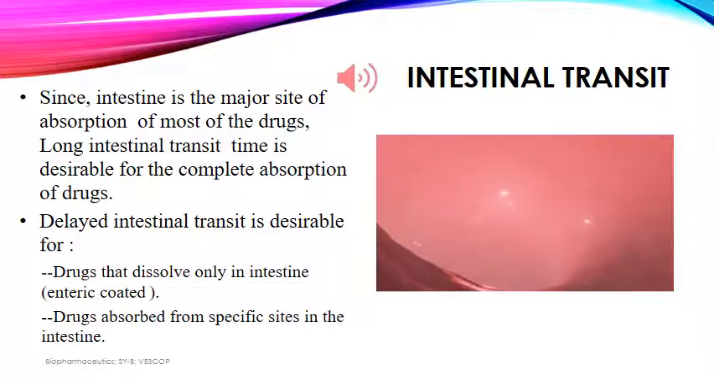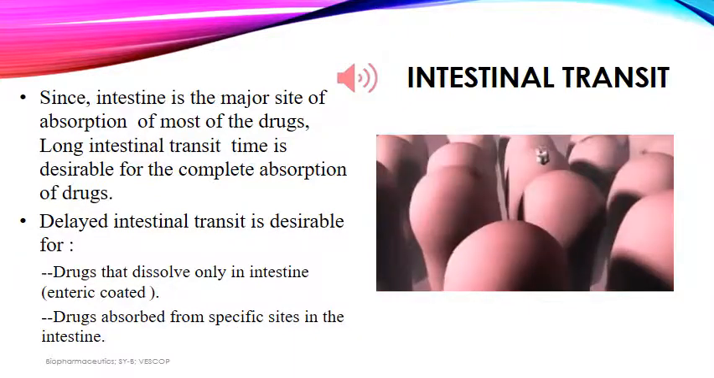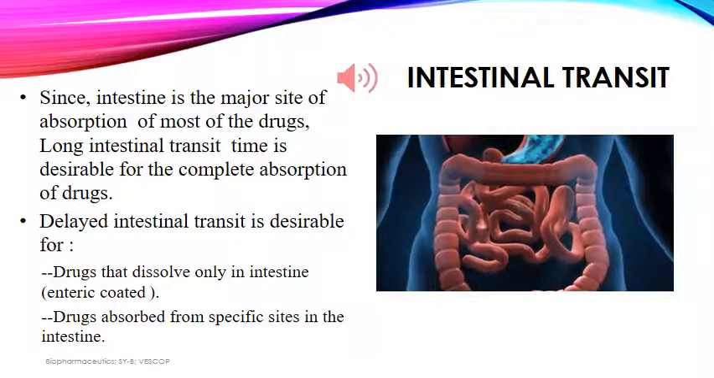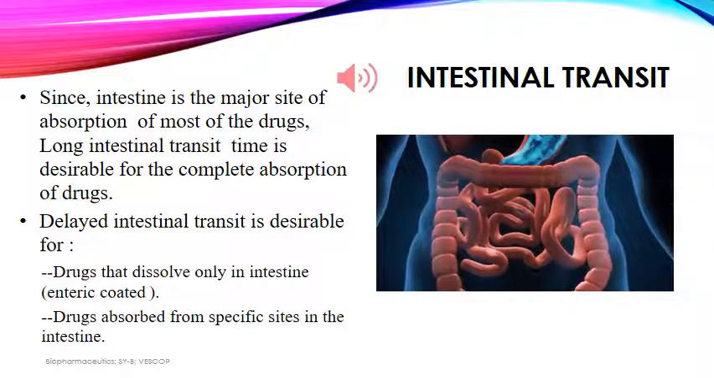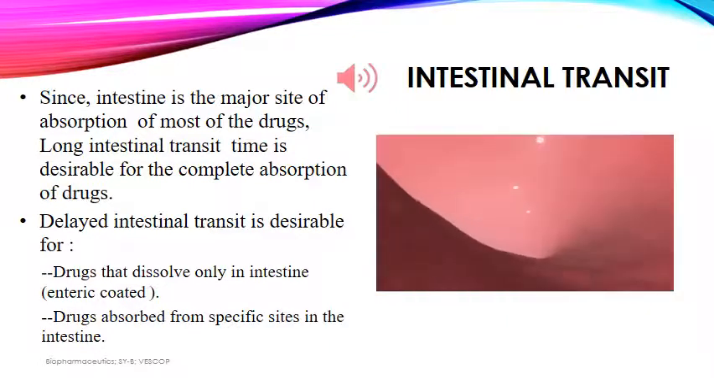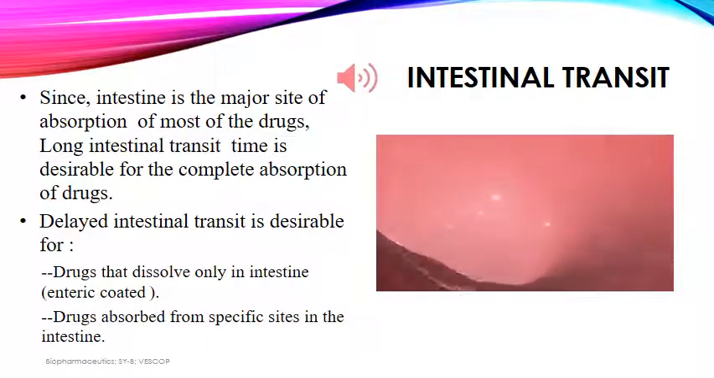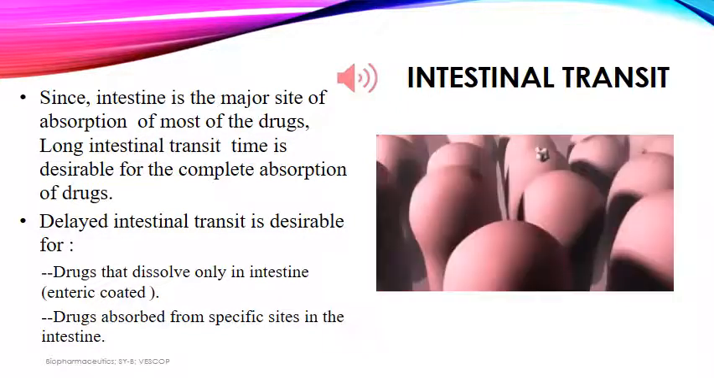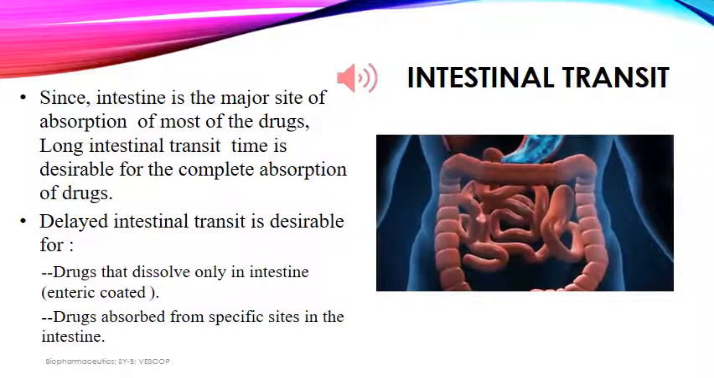Just like gastric emptying, intestinal transit is influenced by various factors like foods, drugs, and disease state. For example, laxatives promote the rate of intestinal transit, whereas drugs such as anticholinergics retard the gastric and intestinal transit. This promotes the absorption of poorly soluble drugs.